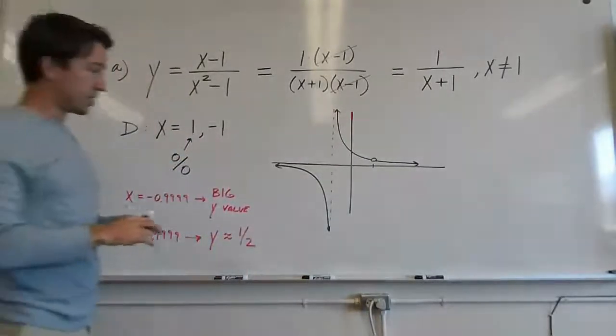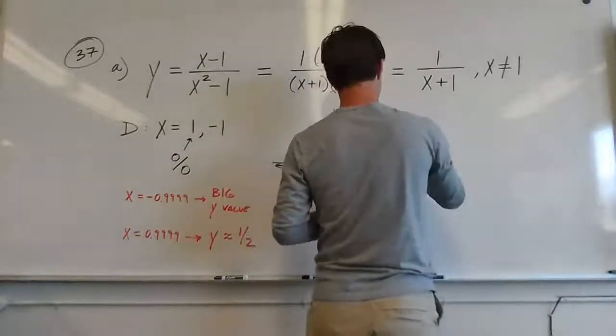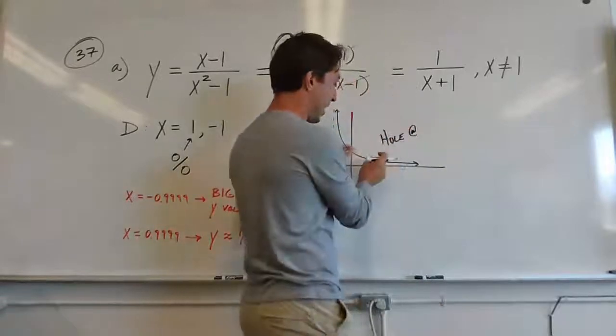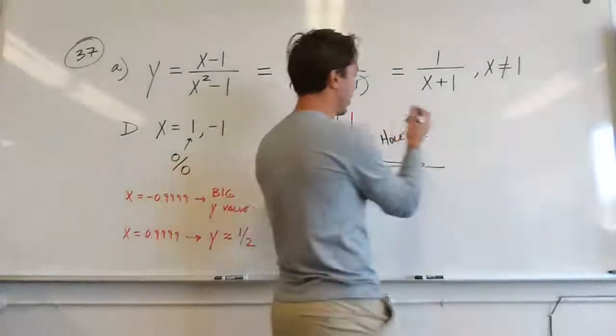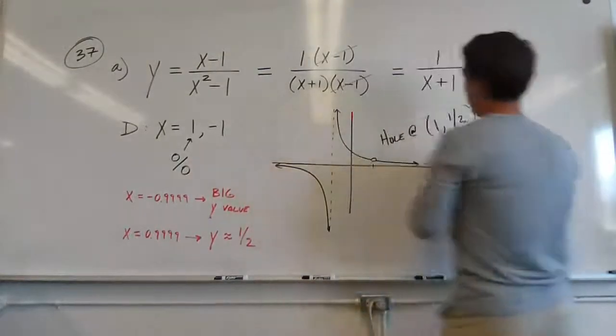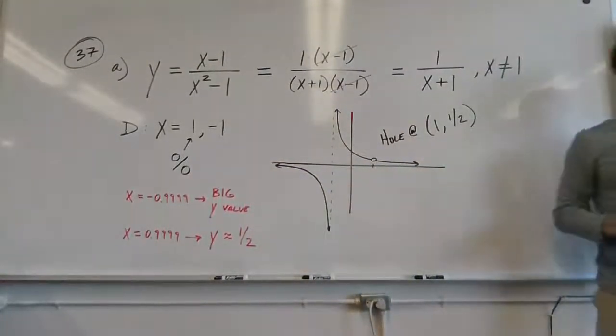Okay, so that means that the hole, if we're talking about the hole, is actually a lack of a point. It's a gap, so we can say that the hole is precisely at 1, 1/2. Now, so then think about that.